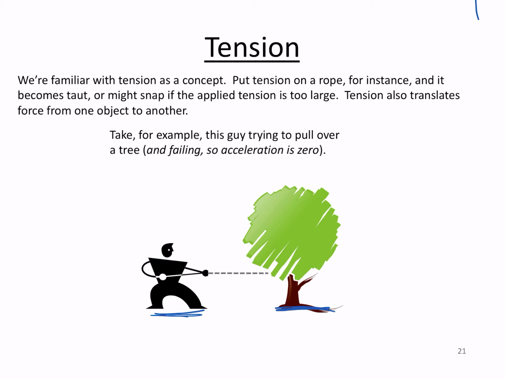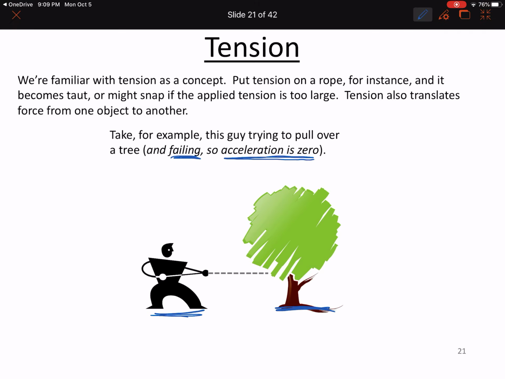Okay, but at least at the moment, we're going to say that he's failing to do this, so the acceleration of him and the tree, and thus the rope, are all zero, because they're all attached to one another, and so they must be experiencing the same acceleration. If one is at zero acceleration, then the others are. Let's take a look at the forces that we would expect to see here.